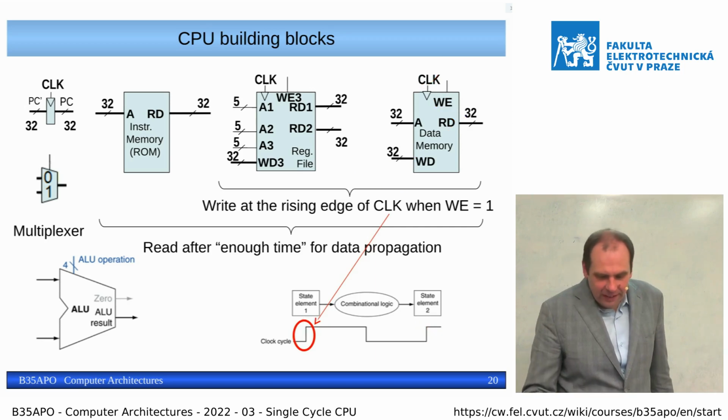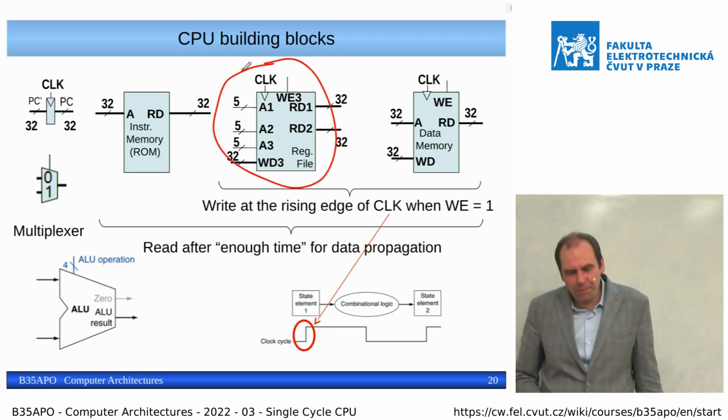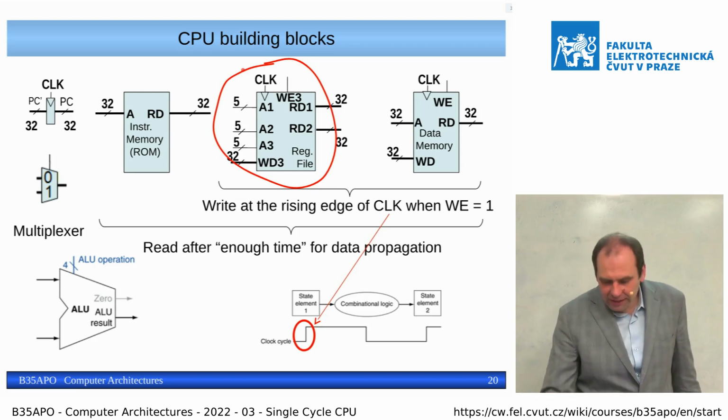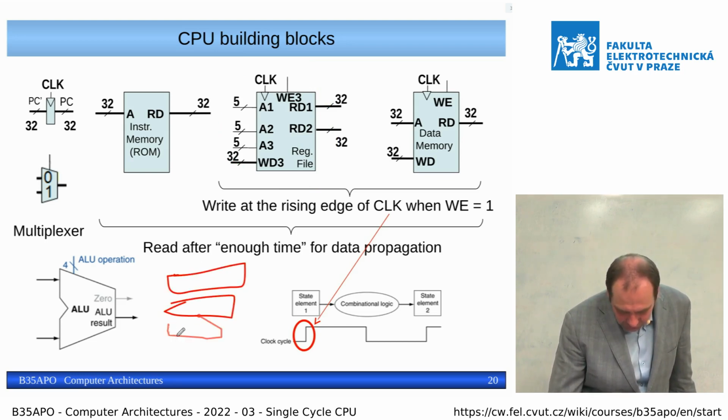Then we have a register block, which is quite complex, but it is small. In our case, we have 32-bit registers. So basically, we have 32 such locations.